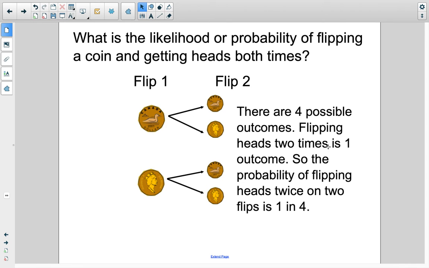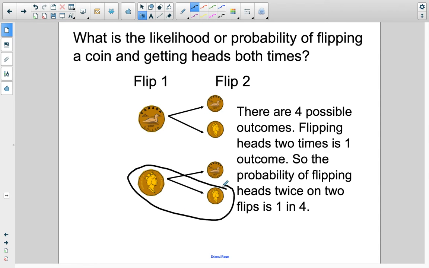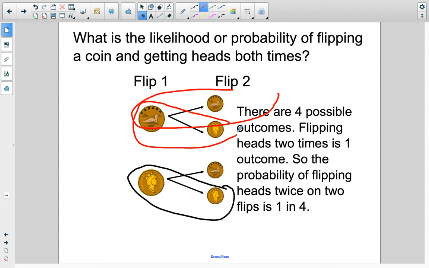Flipping heads two times is one possible outcome, right? So it's right here. So the probability of flipping heads twice on two flips is 1 out of 4 possible outcomes, right? So I've got my other outcomes. 1, whoops, that's terrible. 2, it's hard to draw with this mouse. 3, and then the black one is 4, the one I'm looking for. So there are 4 possible combinations.